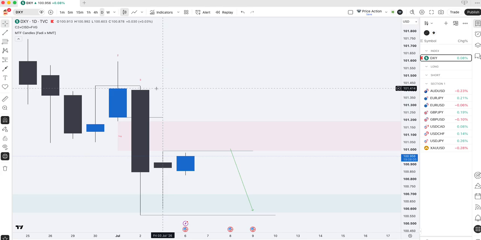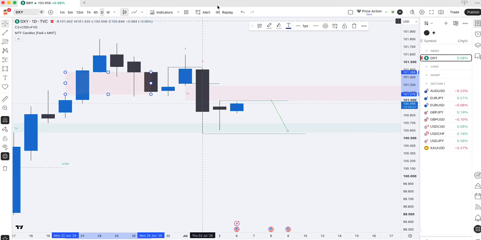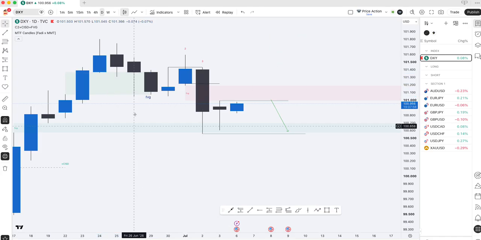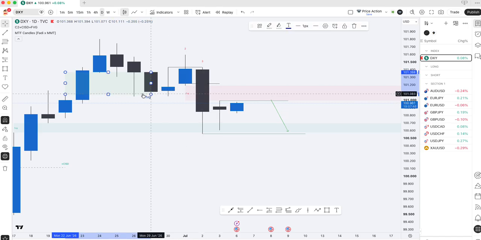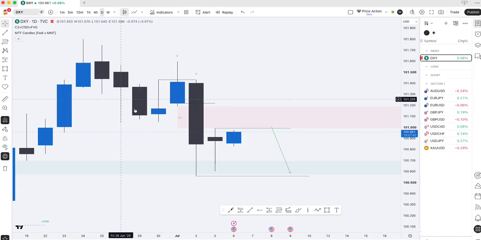So I'm bearish. Also, another reason: there was this bullish FVG here. We tried to go up, but failed and got such a big candle, which also made a bearish FVG. So overall, my bias is bearish for DXY for today.